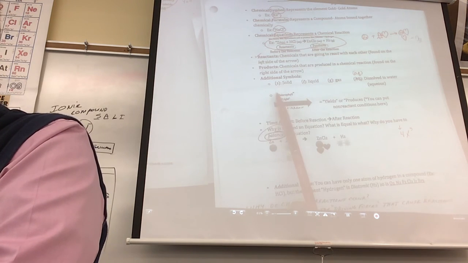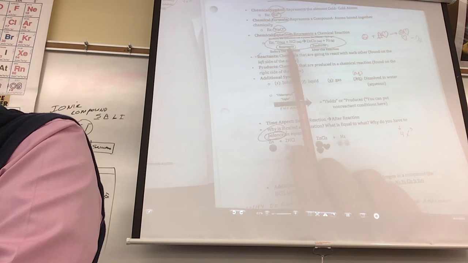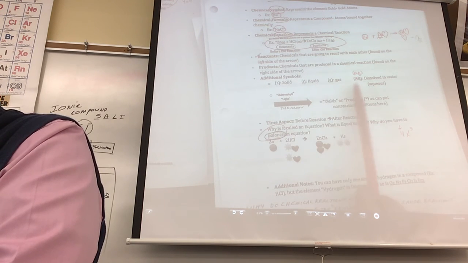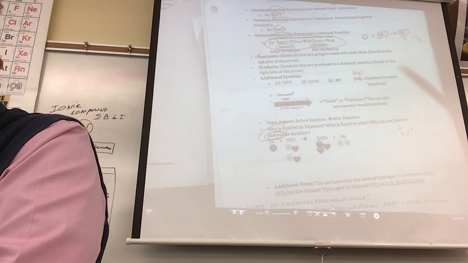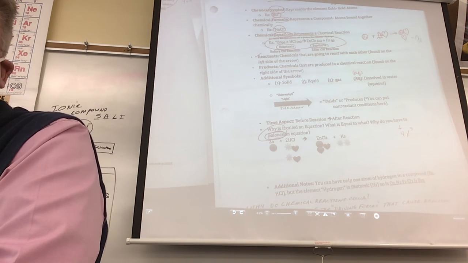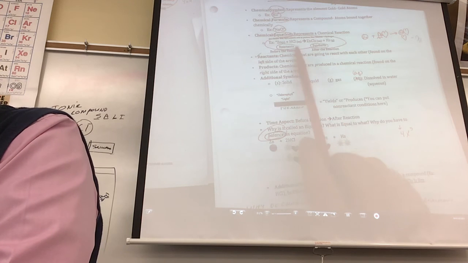All right, some additional symbols. S, after the end of it, says it's a solid. L is a liquid. G is for gas. And AQ means I'm dissolved in water. And that means you won't be able to see me. So take a look up here. Solid zinc metal.